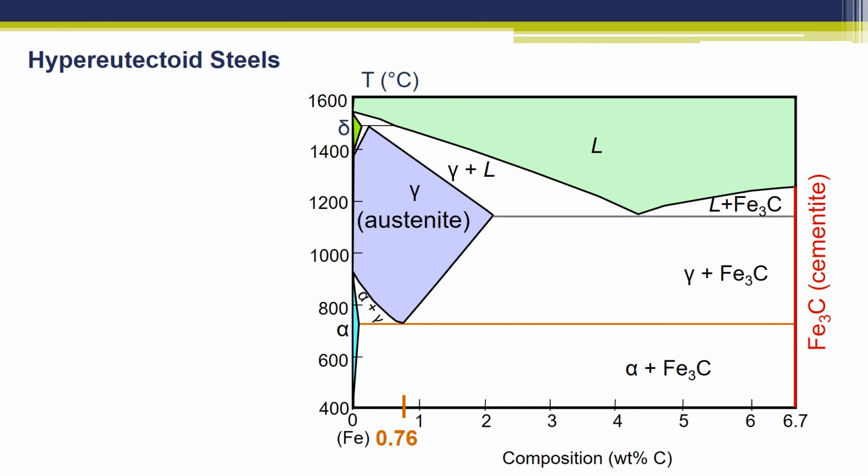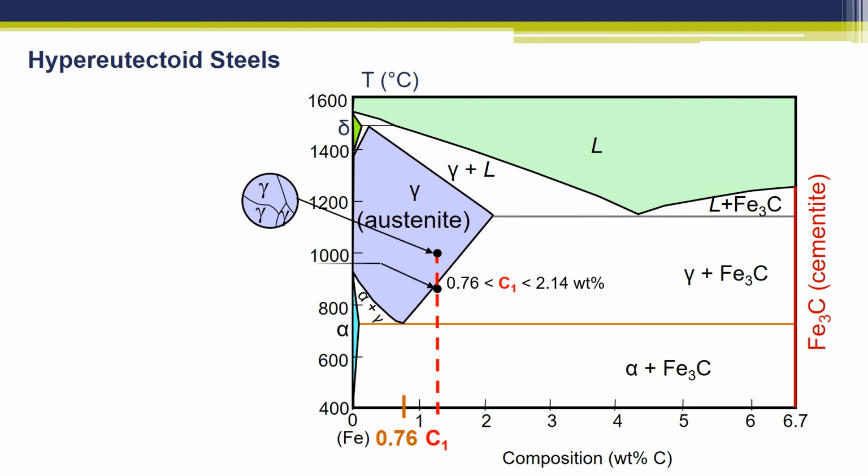Hypereutectoid steel contains between 0.76 and 2.14% of carbon, which is to the right of the eutectoid composition, as presented by C1 in the diagram. At 1000 degrees Celsius, the microstructure will consist entirely of gamma phase. Upon cooling into the gamma and cementite phase, the cementite phase will begin to form along the initial gamma grain boundaries. The cementite is called proeutectoid cementite.